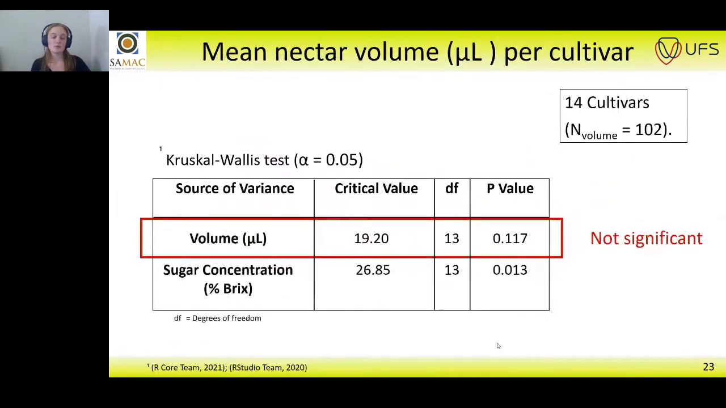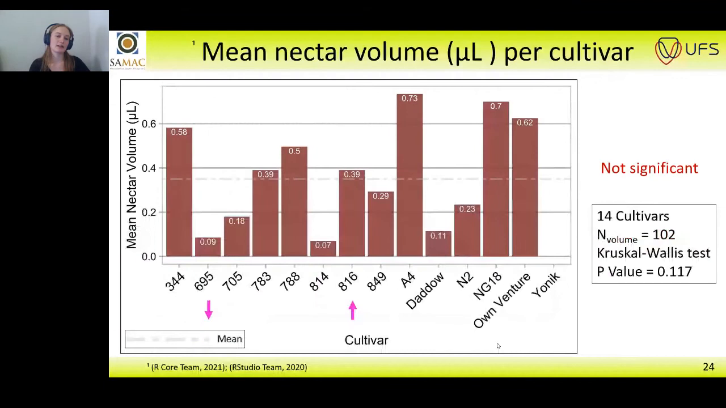Mean nectar volume was not a significant parameter. And here, if I can again draw your attention to 695, that scored way below average, and 816, that was slightly above.